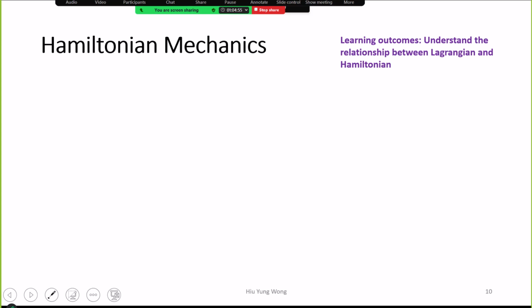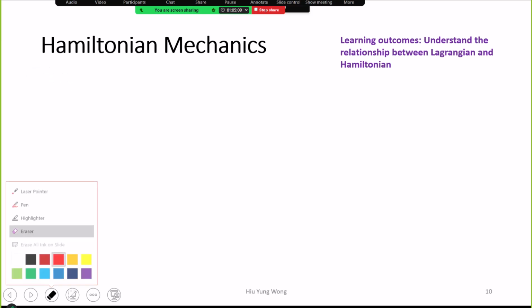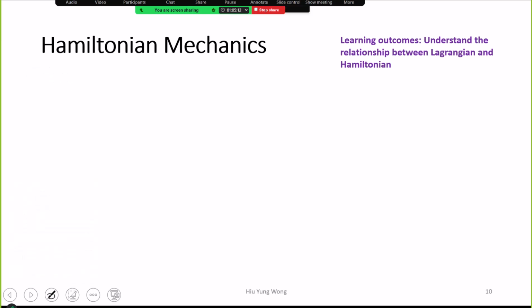But let me not write this. The independent variables are no longer the coordinate and the velocity, but it is still the generalized coordinate, same as in Lagrangian mechanics. So its independent variables are the generalized coordinates. So again, we have qi, right?